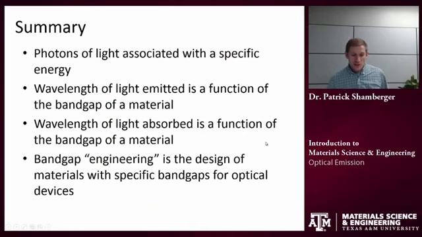Okay, quickly in summary, photons of light, again, are associated with a specific energy. The wavelength of light that is emitted is going to be dependent on what is the band gap of the material. So we can tune that band gap to some extent, and that's what we call optical band gap engineering. Again, the same thing happens when we're absorbing light. So the wavelength of light that is absorbed is also a function of the band gap of the material. And we use this in a number of different applications, but one great example would be in photovoltaics, where we're tuning that band gap to take as much advantage of the solar spectrum as possible.